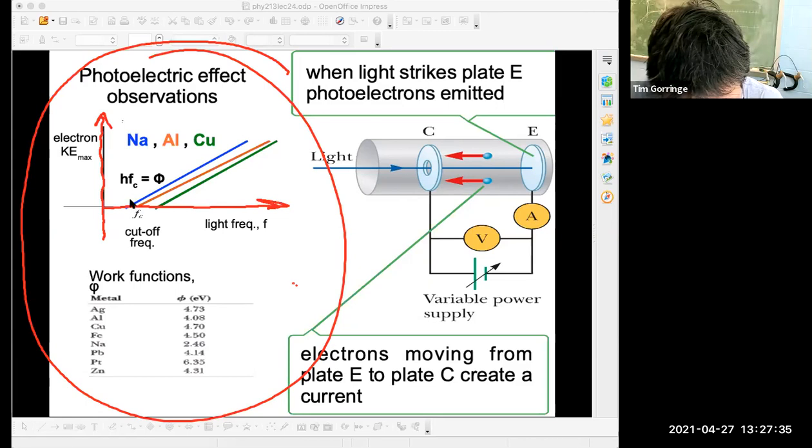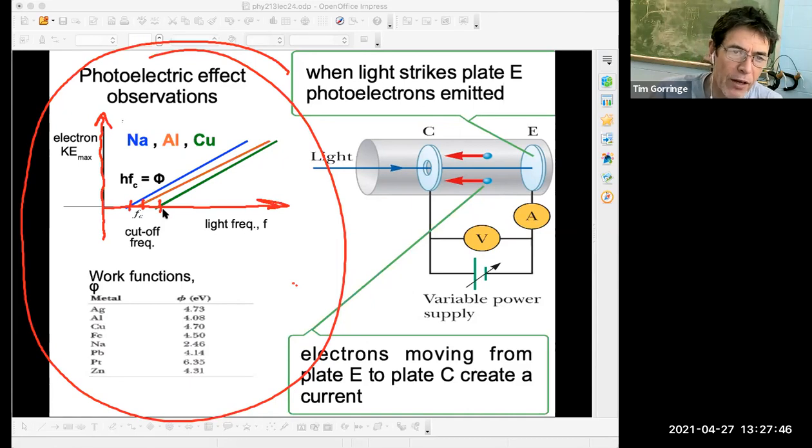What you find in each case is there's a cutoff frequency or a cutoff wavelength. You have to be above that frequency or below that wavelength for electrons to be emitted by the metal. That's actually why the desk lamp didn't cause the discharging of the electroscope, but the ultraviolet light did. You had to be a high enough frequency, a short enough wavelength, for electrons to be ejected from the metal. And the exact cutoff wavelength depends on the particular metal. So it is different for sodium, aluminium, and copper. Sodium has the lowest frequency cutoff. Copper has the highest frequency cutoff.